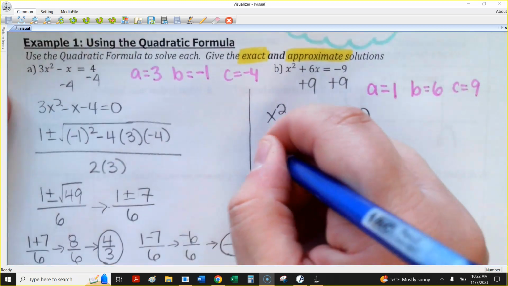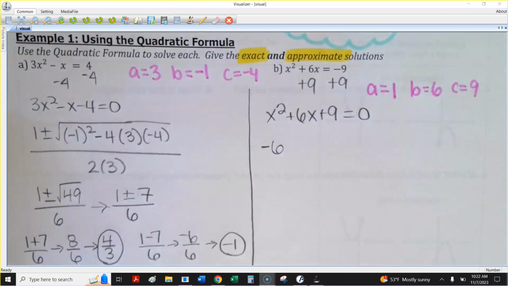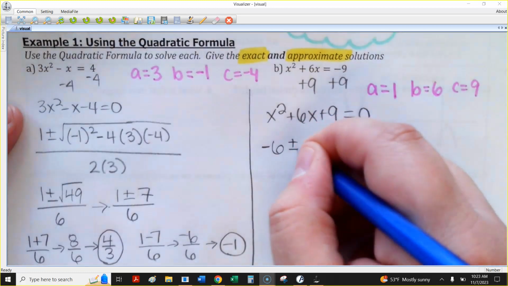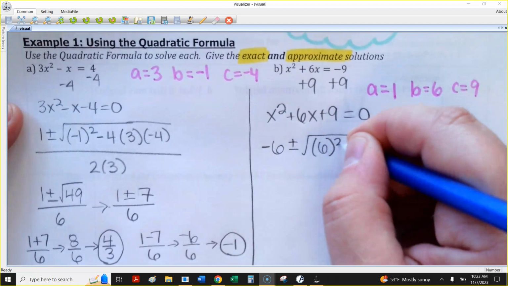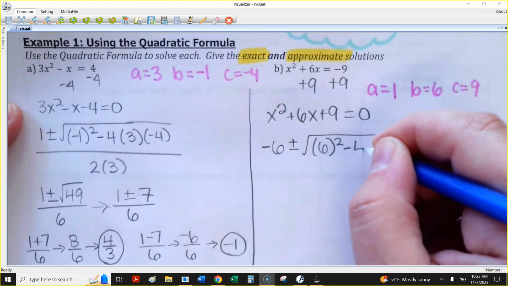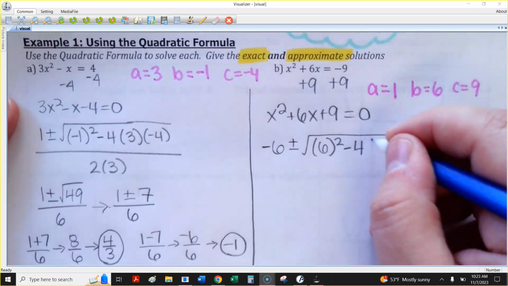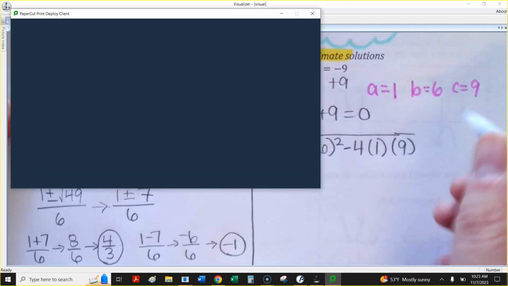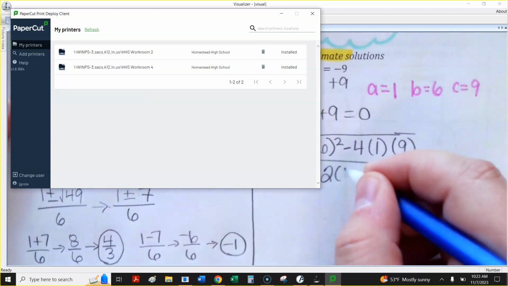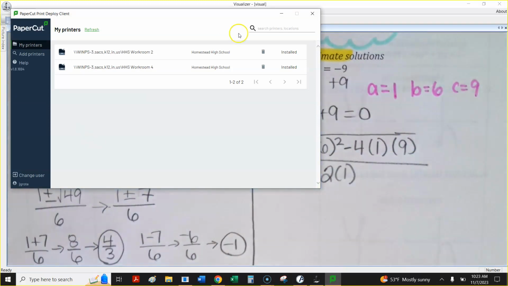Opposite of B would end up being negative 6, plus or minus, all under a square root, you got B squared, so 6 squared, minus 4, which is part of the formula, and then A is 1 and C is 9. Everybody over 2A, so 2 times 1 there.